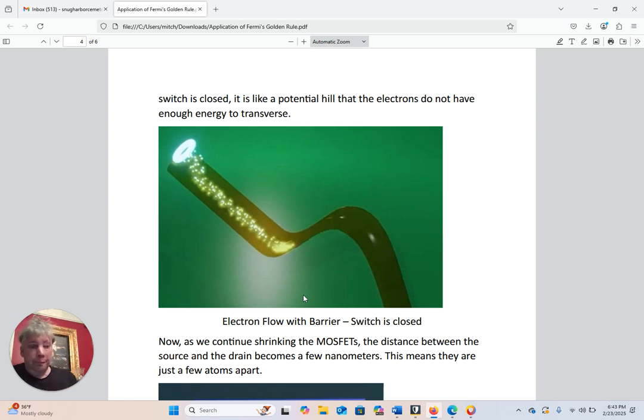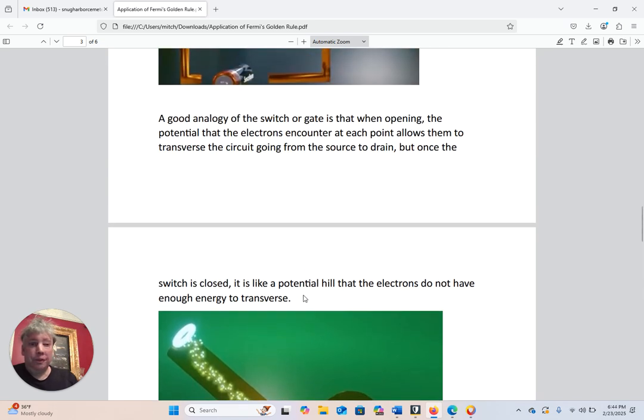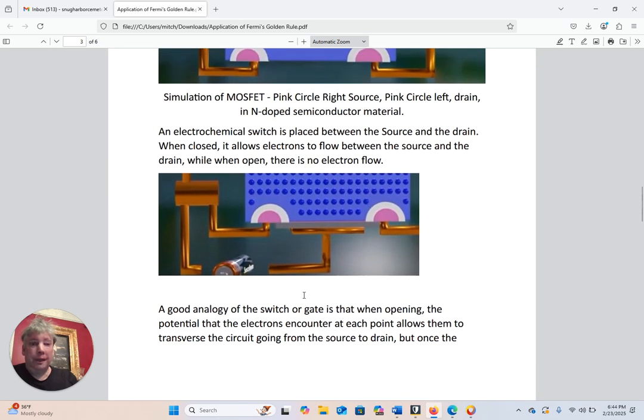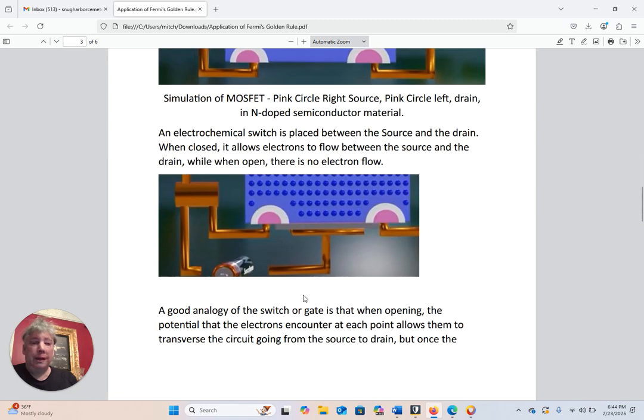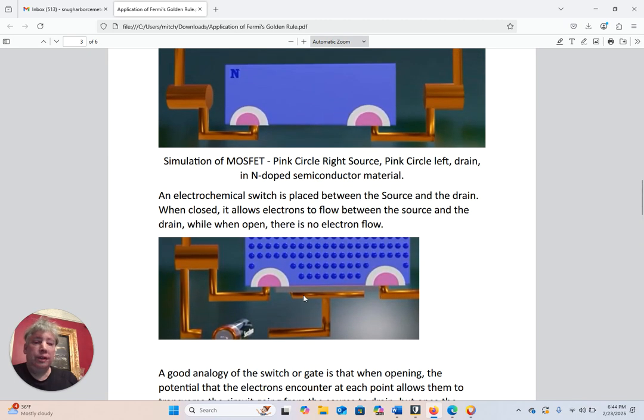So this works really well. These MOSFETs work really well when they were first made, and we can continue to make them smaller and smaller. But what started to happen is that as we continued to make them smaller and etch them onto the board, the distance between the source and the drain was on the nanometer scale.